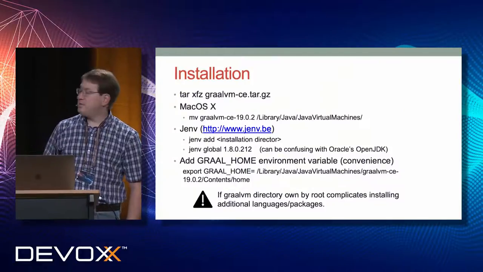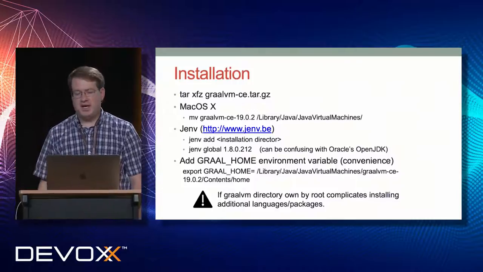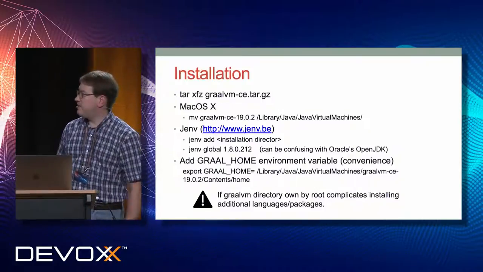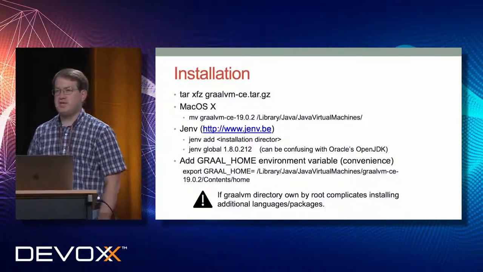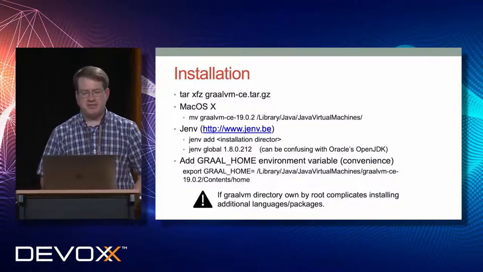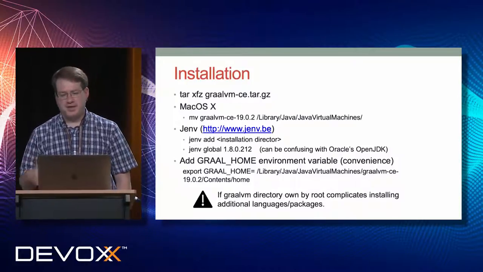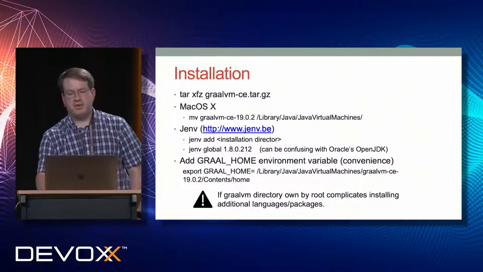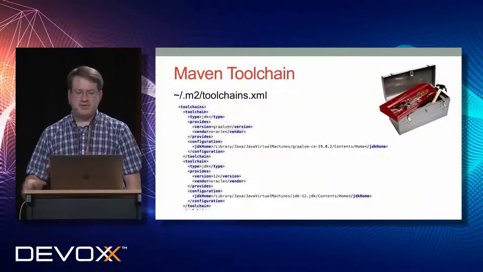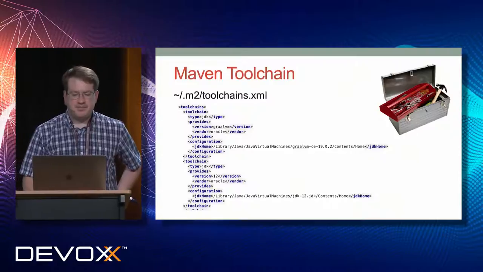Also set the GRAALVM_HOME environment variable, especially if you're going to be working with native code and invoking compilers with native code, because it just makes it easier to use. The one caveat that I would point out is to avoid installing it as root, because when you install additional languages on top of it, if it's installed as root, then that becomes a little bit tricky in terms of trying to get the packages down, and the error messages can be a little opaque at that point. The next thing after you've downloaded and installed it, if you're using Maven, is to set up your Maven toolchain to specify the GraalVM location for it.